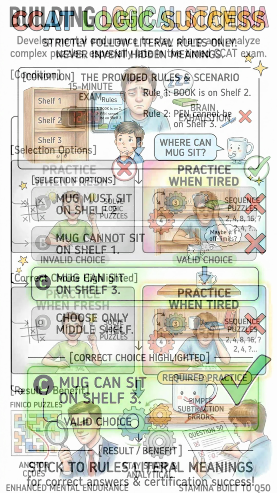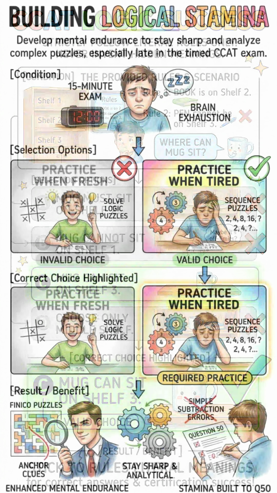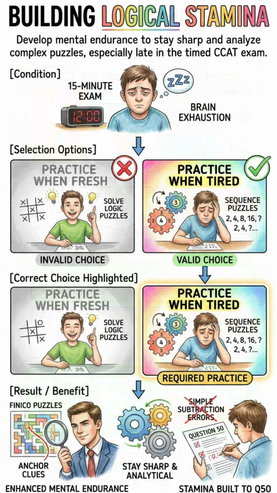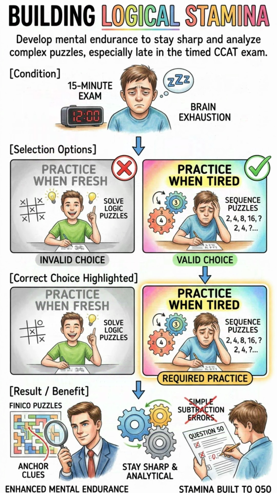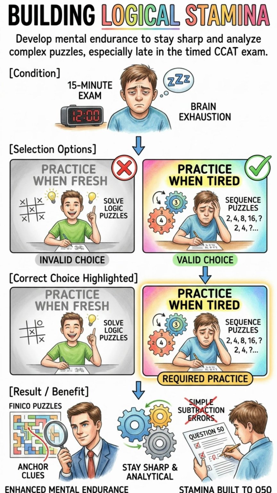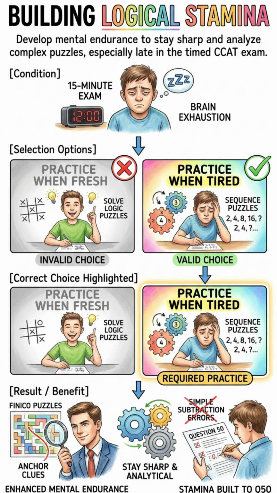Finally, you must build logical stamina because these complex puzzles often appear in the second half of the 15-minute exam when your brain is already exhausted. Fatigue causes you to miss simple anchor clues and make basic subtraction errors in your number sequences. The only way to combat this is to practice doing these specific logic puzzles when you are tired. Building this mental endurance ensures you remain sharp and analytical all the way through to the 50th question.